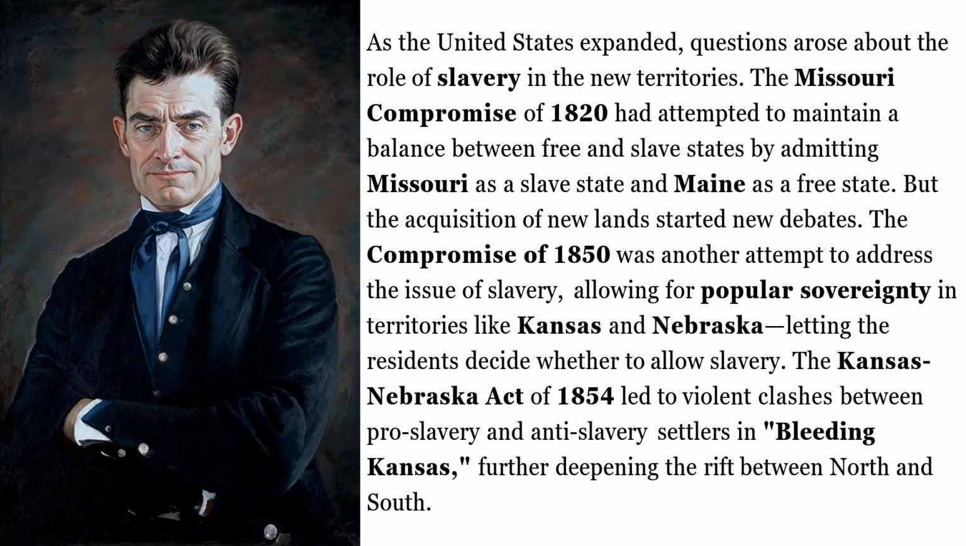As the United States expanded, questions arose about the role of slavery in the new territories. The Missouri Compromise of 1820 had attempted to maintain a balance between free and slave states by admitting Missouri as a slave state and Maine as a free state, but the acquisition of new lands started new debates. The Compromise of 1850 was another attempt to address the issue of slavery, allowing for popular sovereignty in territories like Kansas and Nebraska, letting the residents decide whether to allow slavery. The Kansas-Nebraska Act of 1854 led to violent clashes between pro-slavery and anti-slavery settlers in Bleeding Kansas, further deepening the rift between North and South.